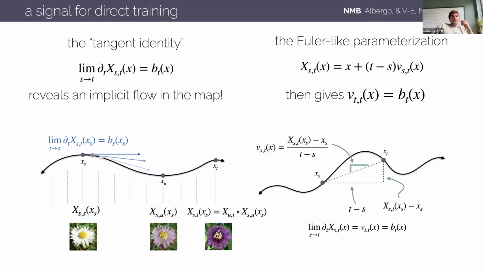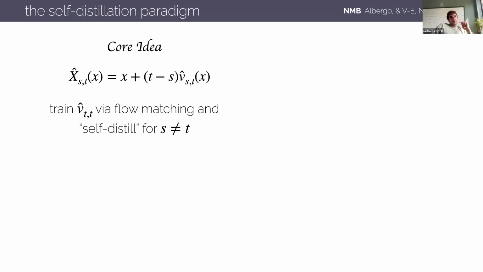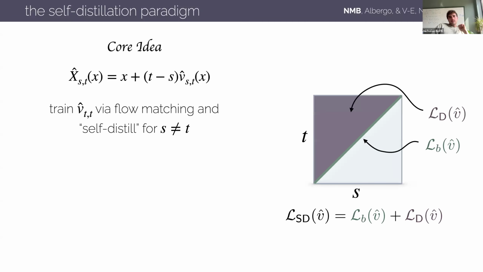Okay, so how can I use this to actually learn a flow map? Well, we can do something that we call self-distillation. The idea is that I'm going to parameterize my flow map using this Euler step-like parameterization. I will train on the diagonal v hat tt using flow matching, and I will self-distill. In other words, I will distill the flow that is implicit in the model into a flow map for s not equal to t. I haven't told you how to do that yet, but here is how you should think about it.